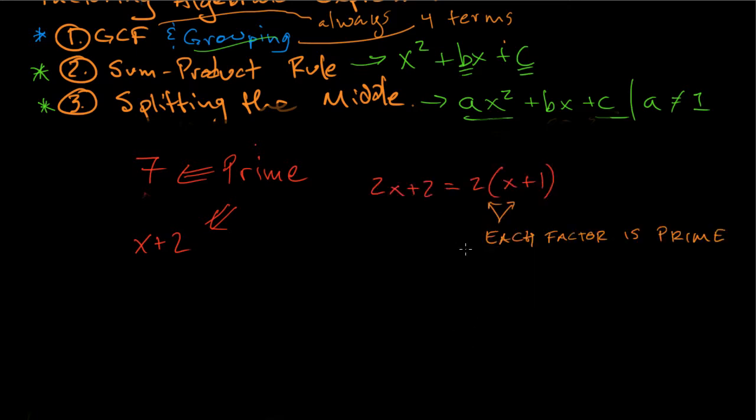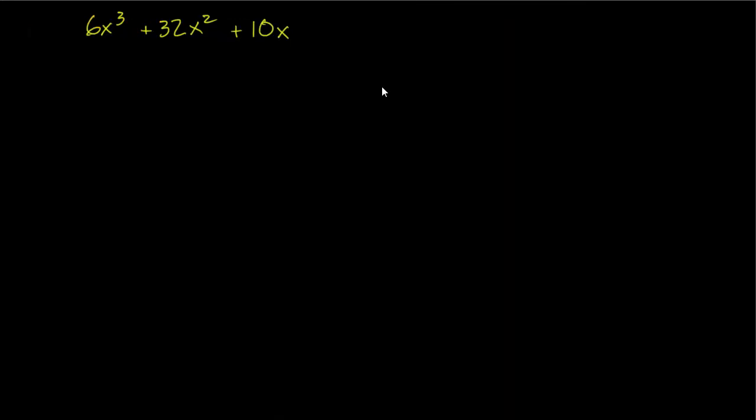For the purpose of this video, when I say a polynomial is prime, the way that I'm going to decide if a polynomial is prime is if it can't be factored using the strategies that we've learned so far. Let me give you a process for factoring this expression, 6x cubed plus 32x squared plus 10x. The process I'm going to give you should work for any expression that you need to factor.